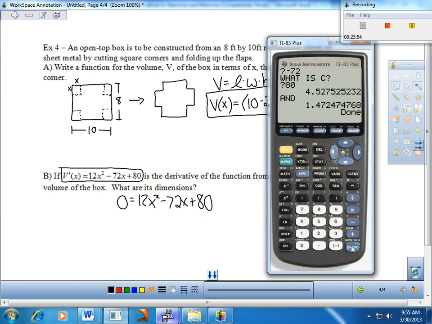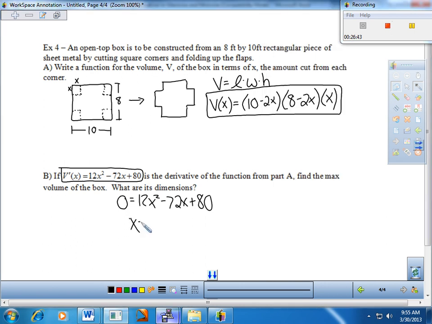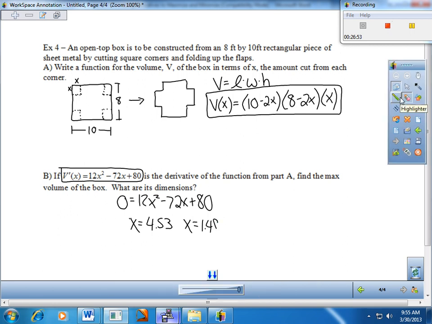And I have two values for x that make this equation true. So two values of x that make the derivative 0. I'm going to go ahead and just round to a couple decimal places here. We could probably do a little better, but that's all right. So I got about 4.53, and I also got about 1.47. Let's try to round appropriately there. So let's do about 1.47 on that.